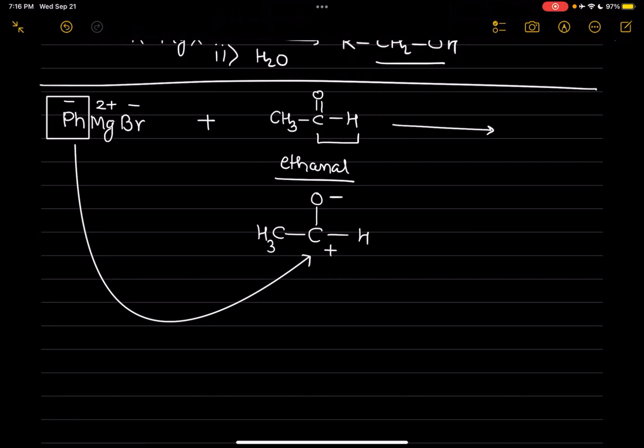O minus MgBr, so what am I going to get over here? In case you have any doubts, I can explain it again and again, no problem. You can ask me any number of times. So this is the addition of the carbon group of the Grignard on the aldehyde. Is it clear?